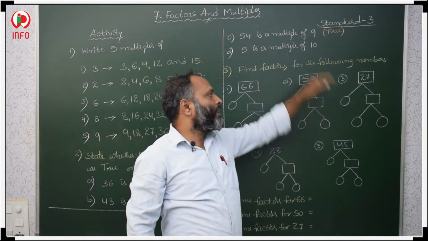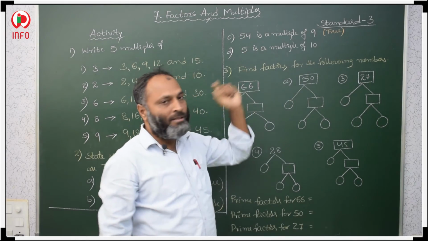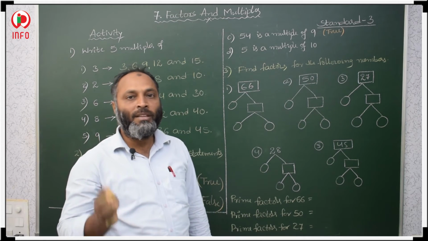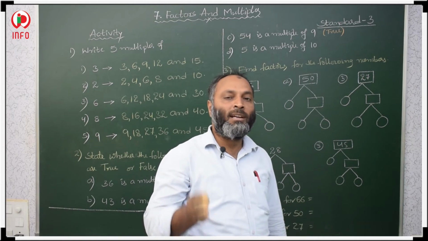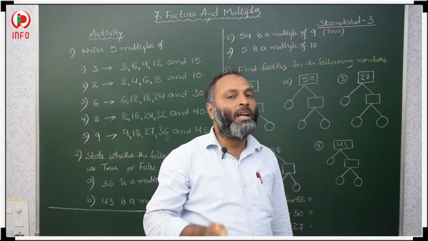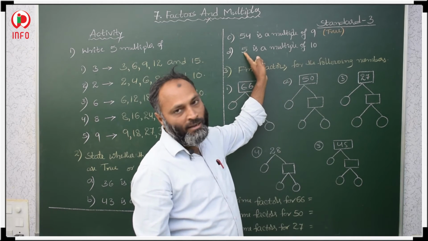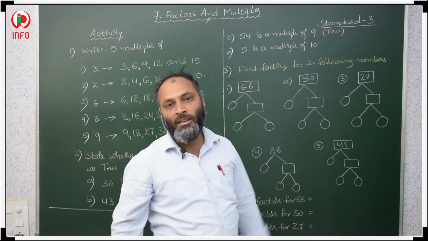5 is a multiple of 10. In the 10 table, 5 is not there, so we will not get this 5 in the 10 table. How are multiples always? Multiples are equal to or greater than the given number. Here this 5 is less than 10, so no doubt that is not a multiple.